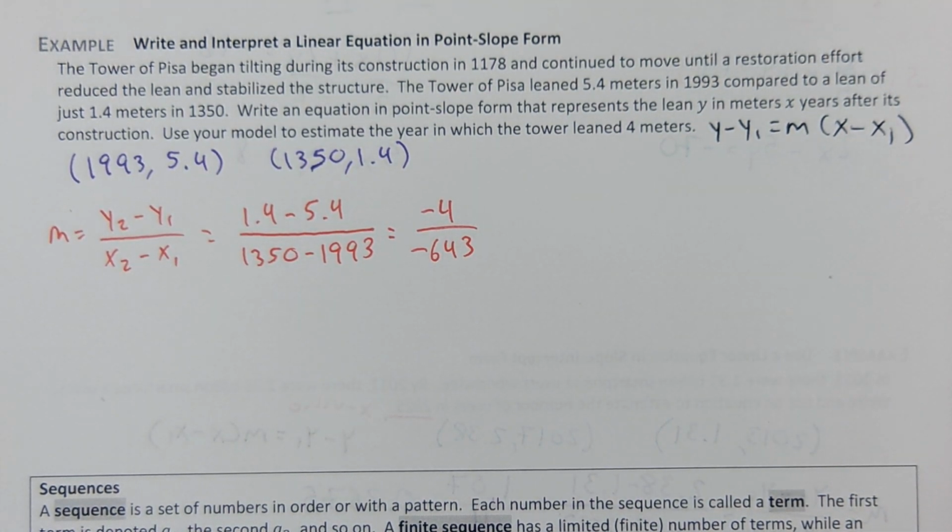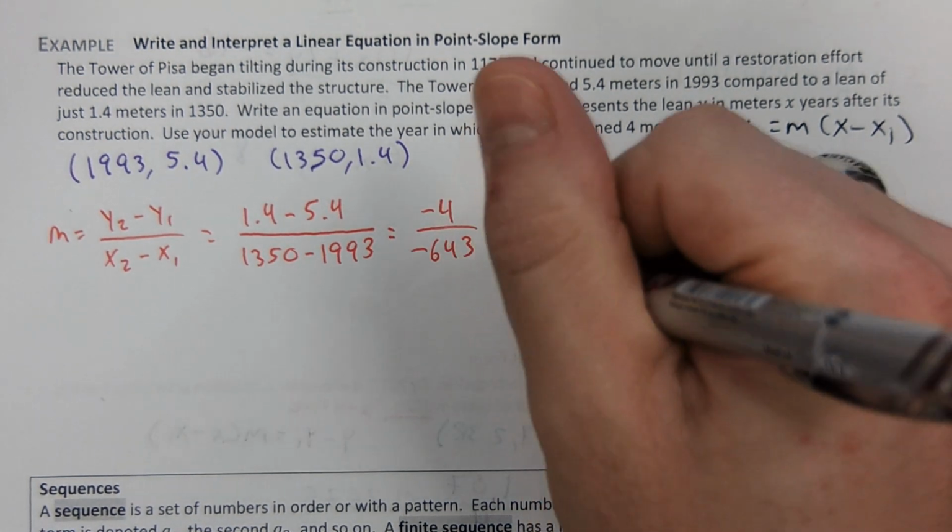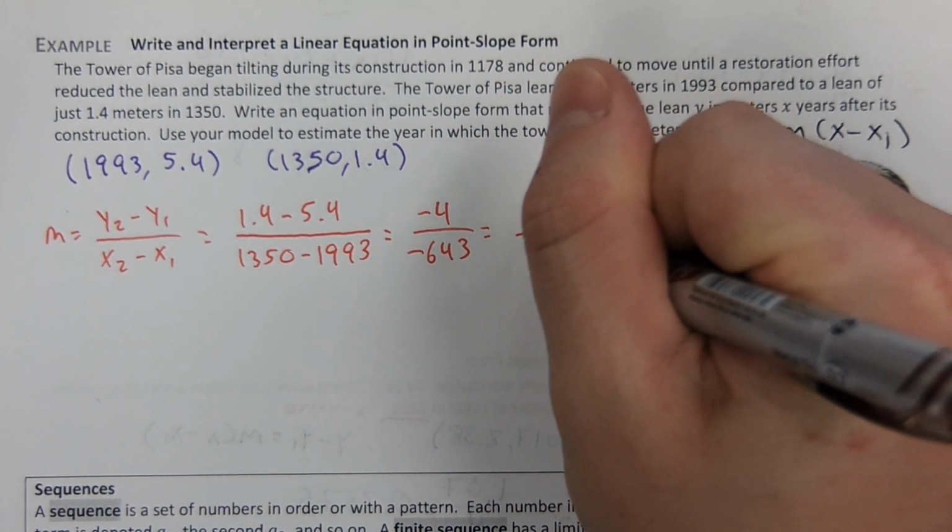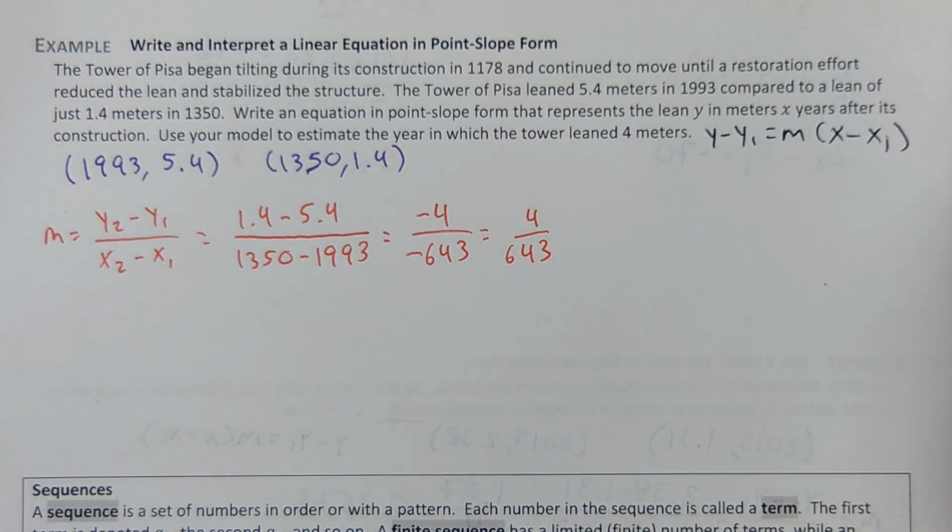This fraction doesn't reduce, and it's a terrible decimal. So we're just going to leave it as a fraction. At least it cleans up, because both the top and bottom are negative, so it'll be a positive fraction. That's the slope that we are going to use.